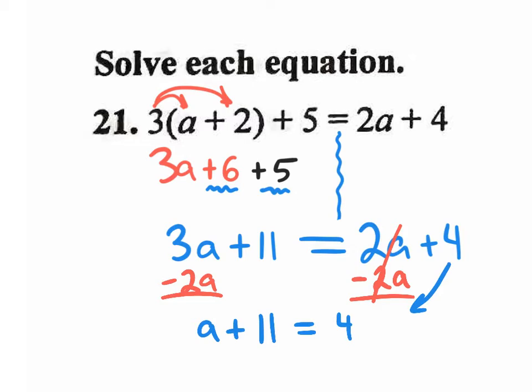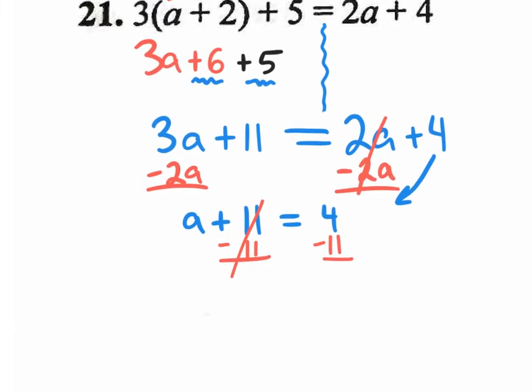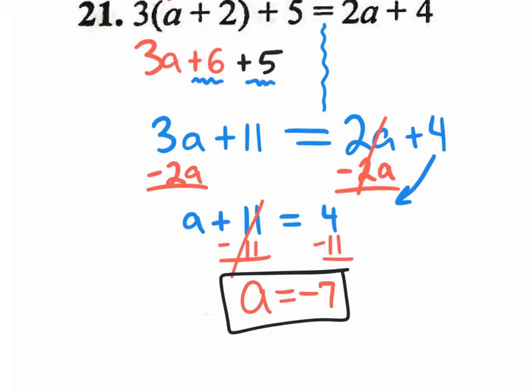Now let's get a by itself. So I need to subtract 11, cancels out, subtract 11, and we will get our final answer, a equals negative 7. That's your answer, a equals negative 7.